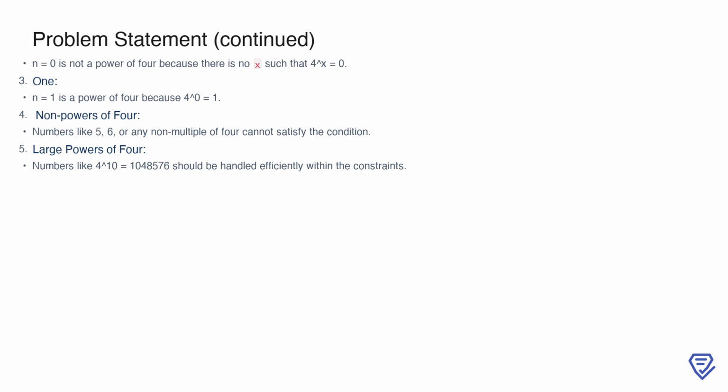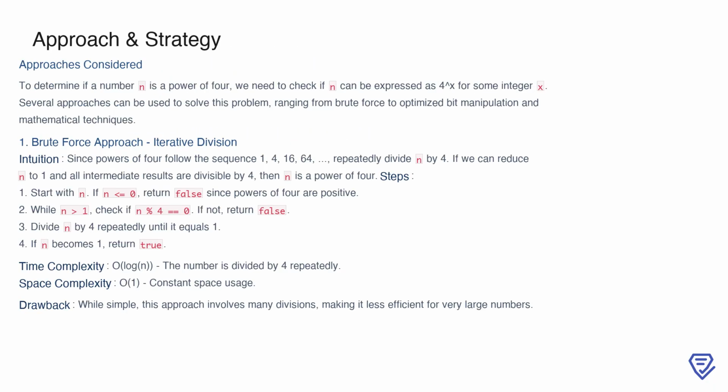Lastly, the problem requires handling very large powers of 4, such as 4 raised to the power of 10, which equals 1,048,576. Ensuring that our solution is efficient within the given constraints is crucial for these large inputs. To determine if a number is a power of 4, we need to verify whether it can be expressed as 4 raised to some integer exponent.